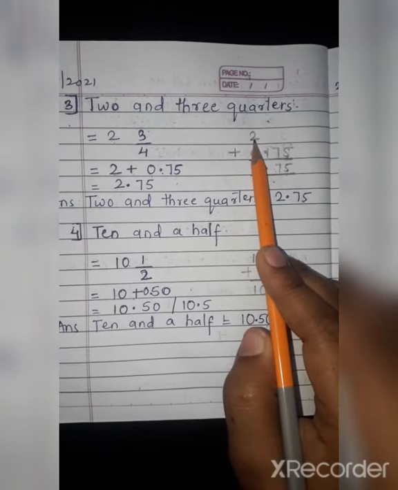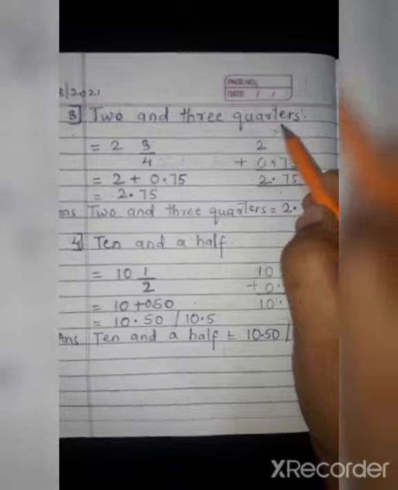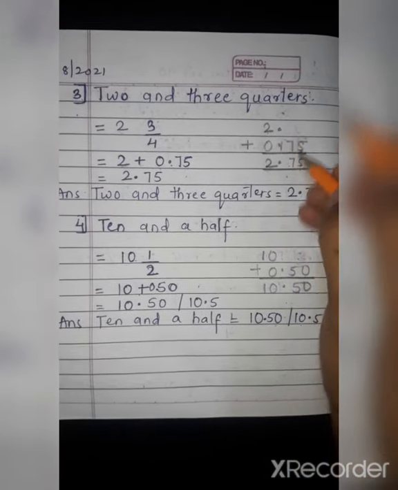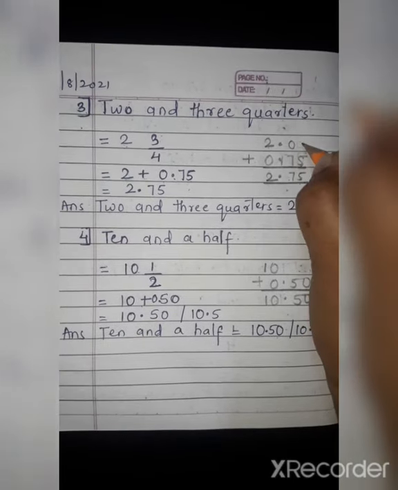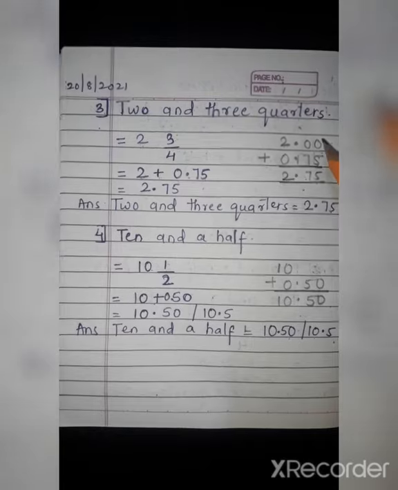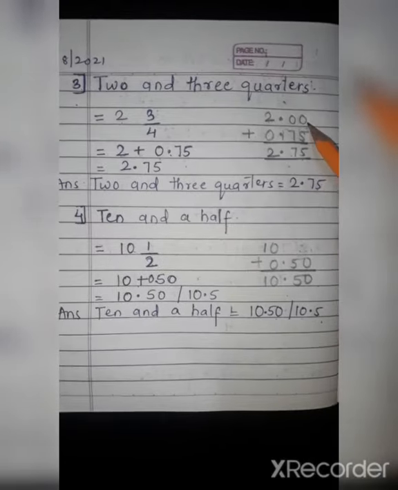2 we will write as it is plus 0.75. Here also the place is empty. What I have said to you, if the place is empty, you will have to write 0. Then we can add it. Because we cannot do the addition in an empty place, so we have to write 0 here. Now we can add it.